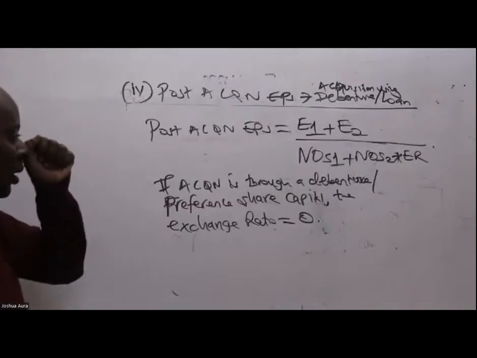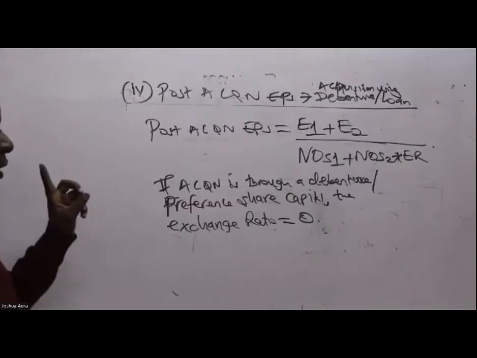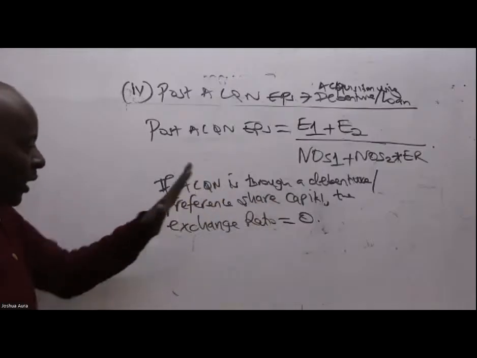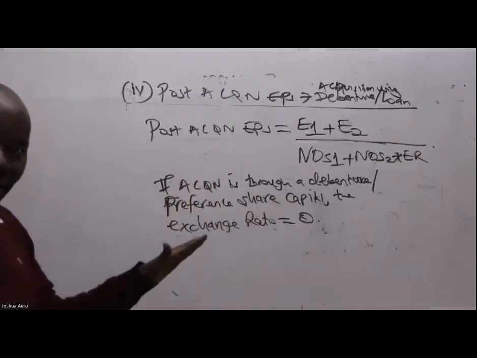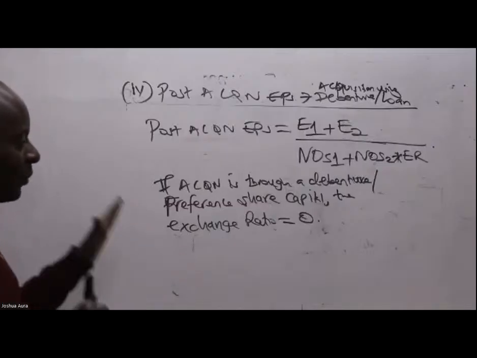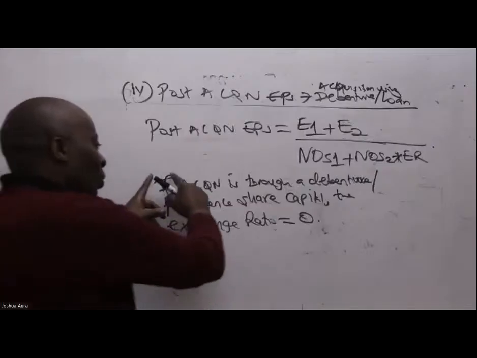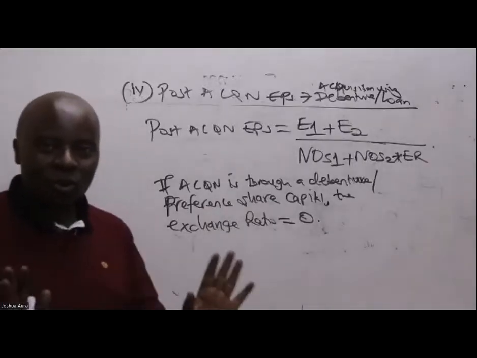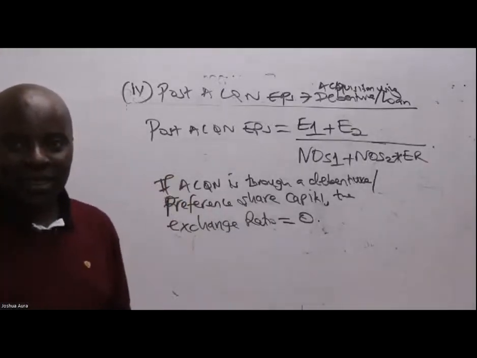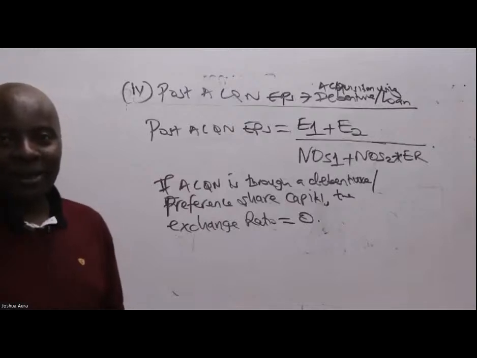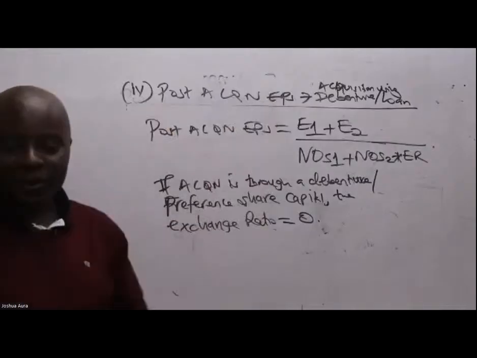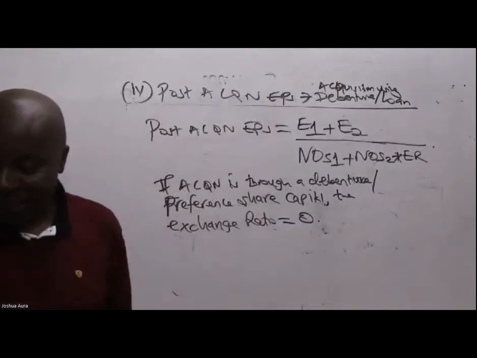So if acquisition is through a debenture or preference share capital, the exchange ratio shall be equal to 0. Is there somebody who has been able to highlight this with a yellow highlighter? I'm so particular about yellow highlighters, even more than many years ago.